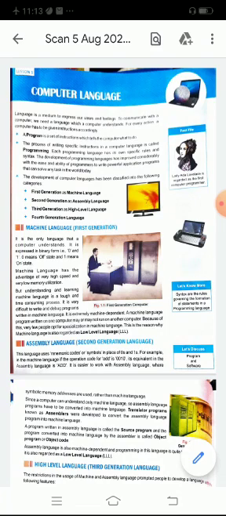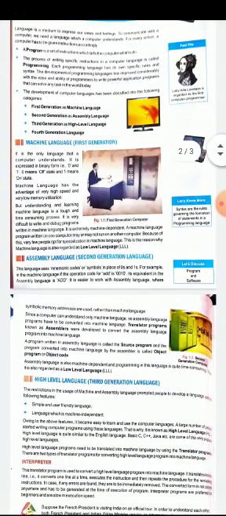But computer only understands machine language, so we have to convert this assembly language into machine language with the help of translator programs called assemblers. The program written in this assembly language is known as source program, and the program that is translated into machine language is known as object program or object code.